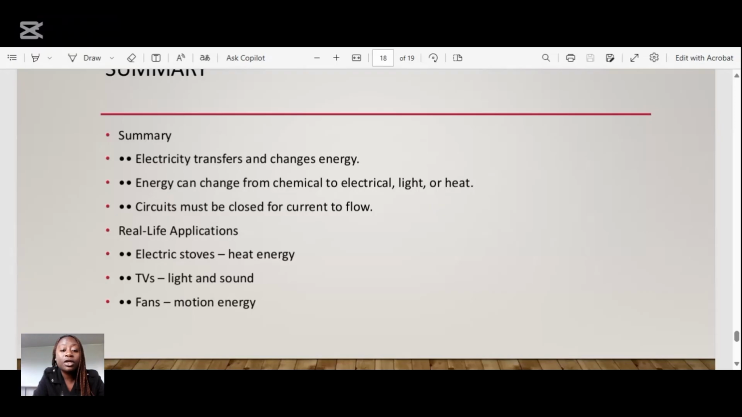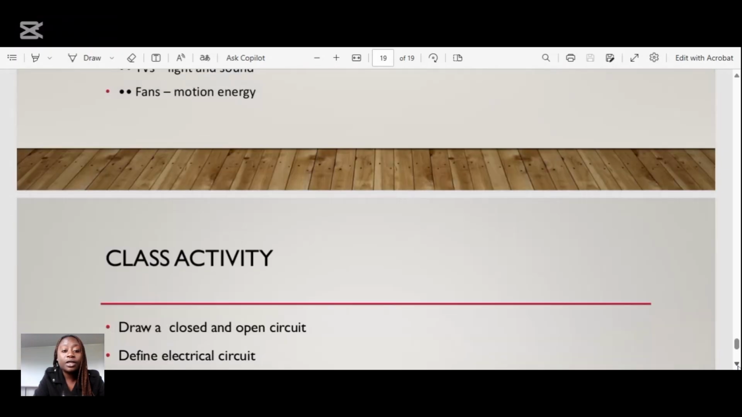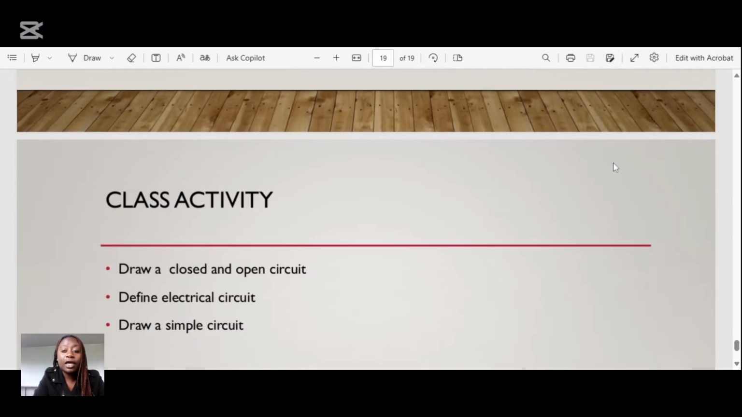In real life application: electrical stove is heat energy. TVs is light and sound. A fan is motion energy. Yes, in an electrical stove we have what energy? Heat energy. And a TV, light energy.